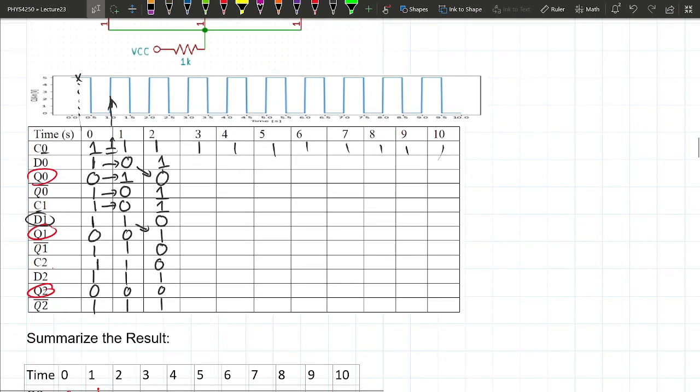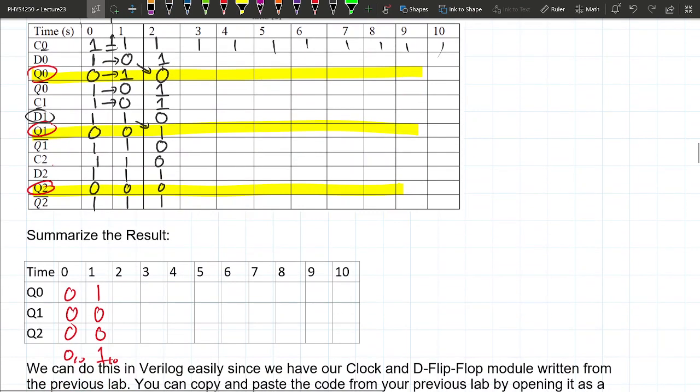Now let's read this out. Let's highlight this row here. Oops, if I can draw a straight line. So after the second clock cycle, I have 0, 1, 0, and that's equivalent to 2. And then the next one is going to be 3, the next one is going to be 4, and then we can count up to 7, basically.